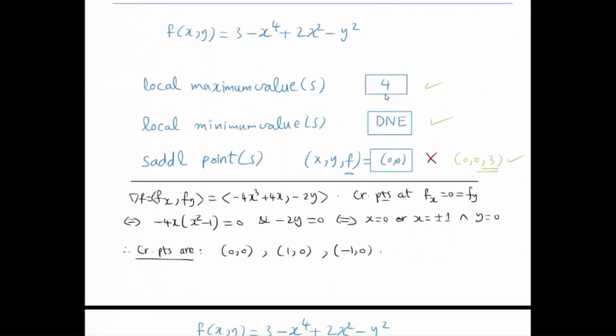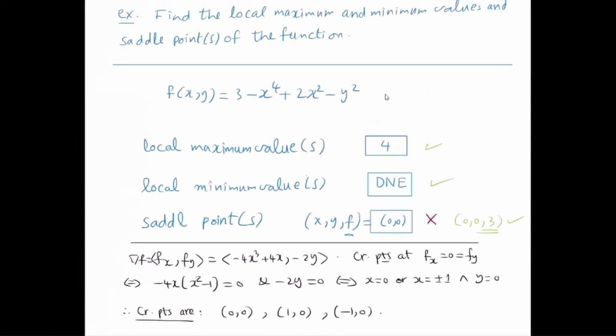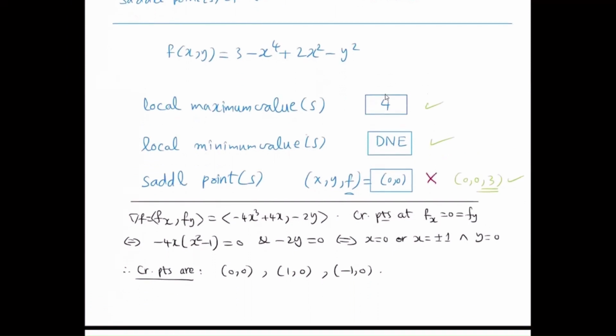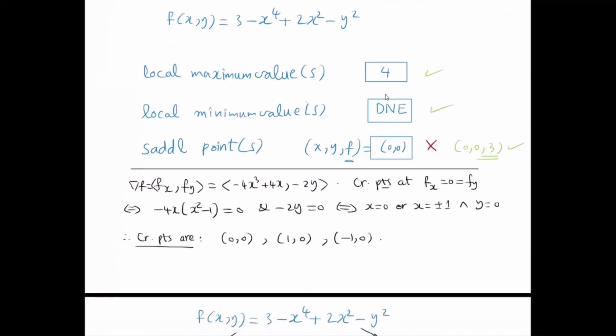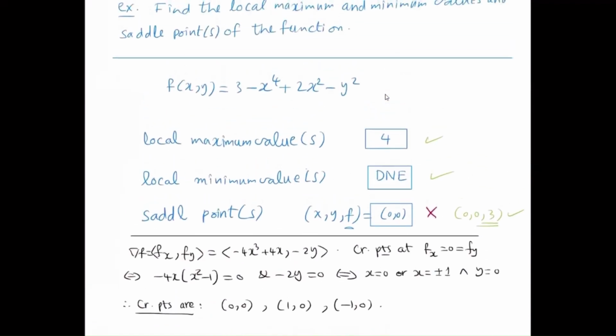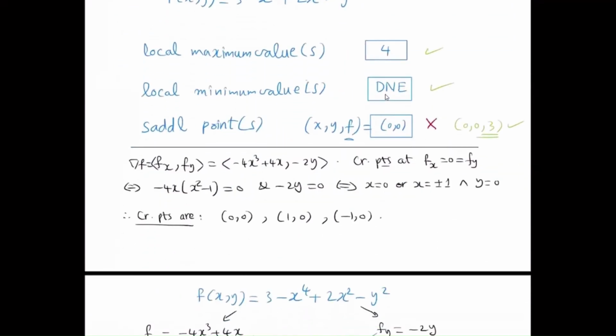So how to solve this, Essam? How to find these local max, local min problems? So differentiate. Equate fx with 0, equate fy with 0. So what do we get? Minus 4x cubed plus 4x. This is the fx, and fy will be negative 2y. Negative 2y, exactly. So equate these with 0. Critical points occur only in this case.